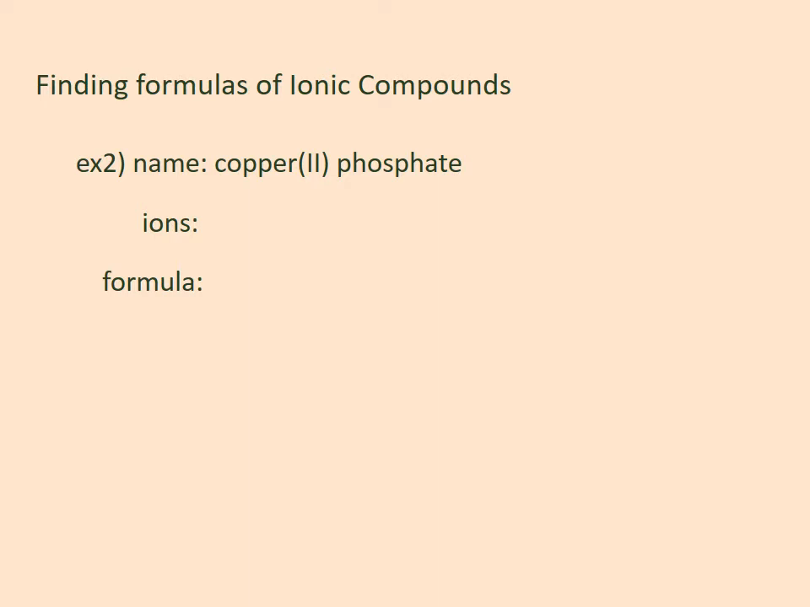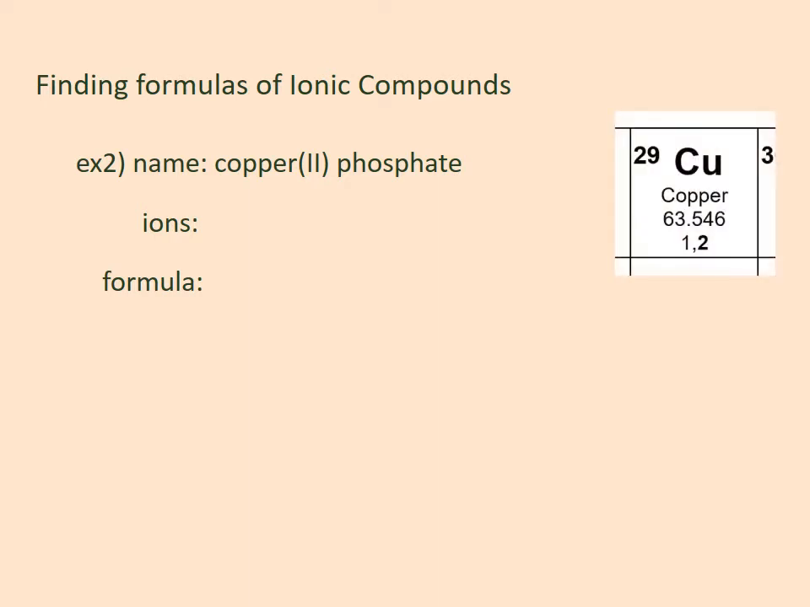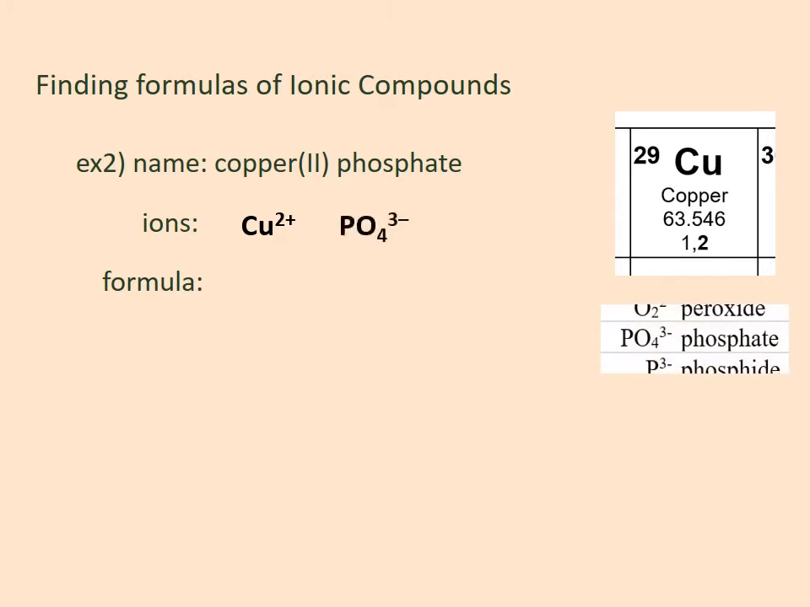Example 2, copper 2 phosphate. Again, copper is Cu, and I know it's taking the +2 charge because I have a Roman numeral 2 following the copper. I look up phosphate on the negative ion list, that's PO4 3-. The lowest common multiple of 2 and 3 is 6. So to get a +6 on the front, I need 3 coppers. And to get a -6 on the back, I will need 2 phosphates. Remember, phosphate is a complex ion, so it needs brackets if I have more than one of them.